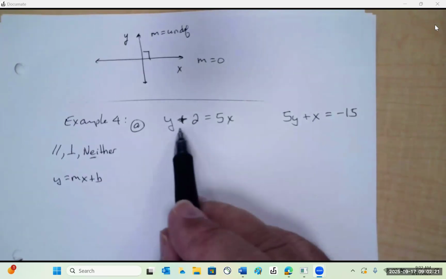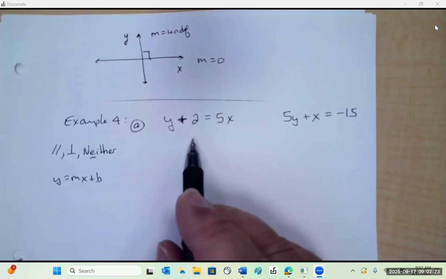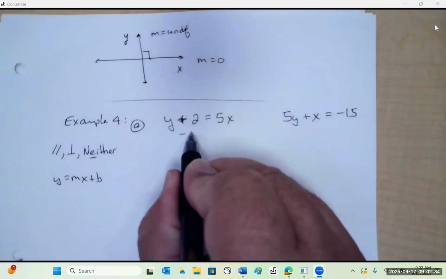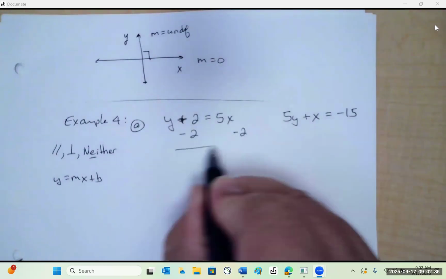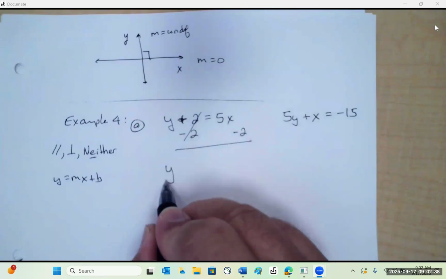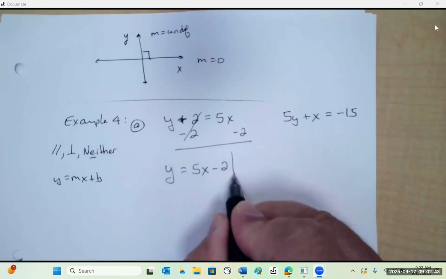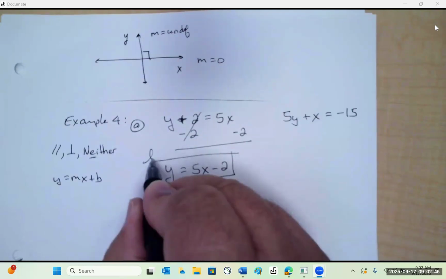So if I solve for y, what does the first one give me? What do I do for the first one to solve for y? What's that? Very good. To get y by itself, I subtract 2. So it's y equals 5x minus 2. Here's line 1.